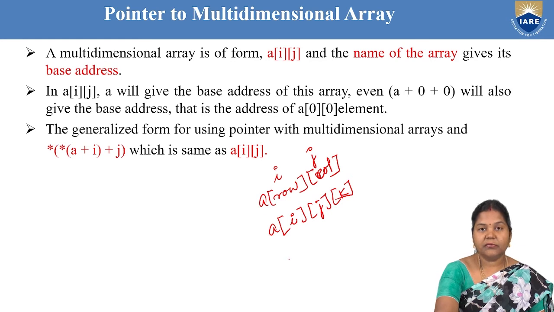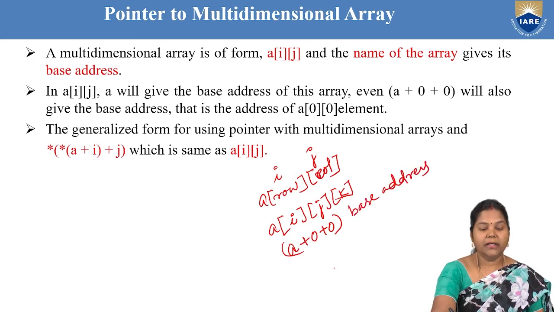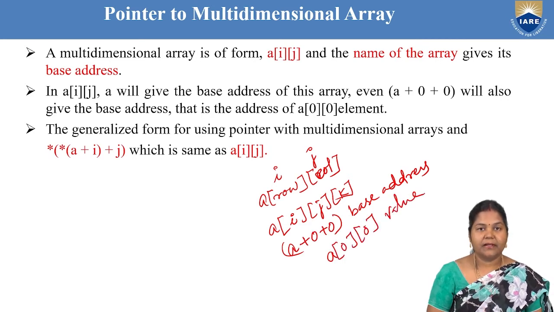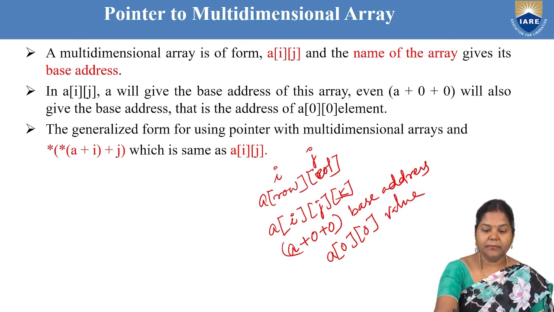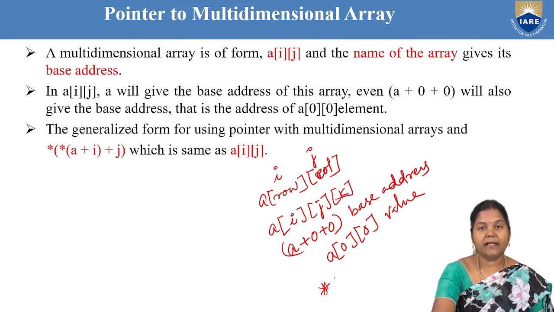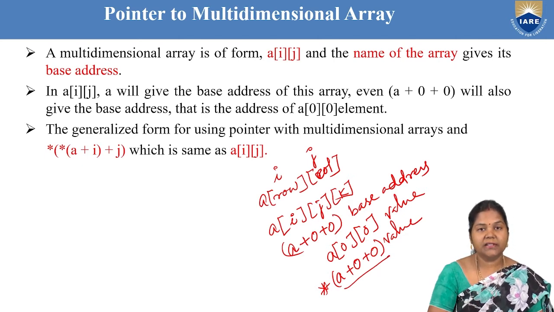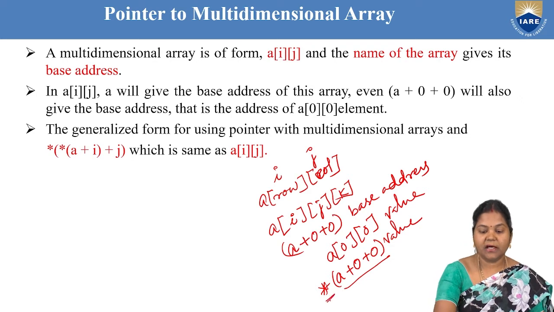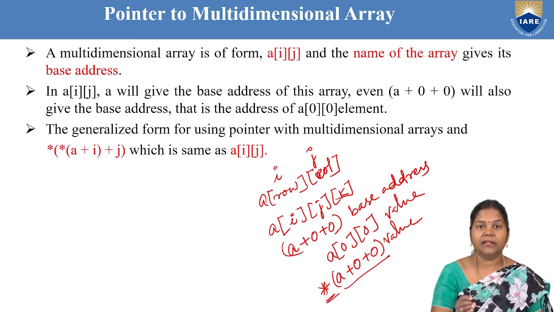So, the name of the array always contains its base address. The address of A is the same as A of 0 plus 0, which will give you the base address, and A of 0, 0 will give you the value in that address. So, at 0th row, 0th column, you will get the value in that address. Same thing, if you want to print the value, you can also write star A plus 0, which will also give you the value. A plus 0, 0th row, 0th column, refers to the address in that array. If you put a star before it, it refers to the value in that address.